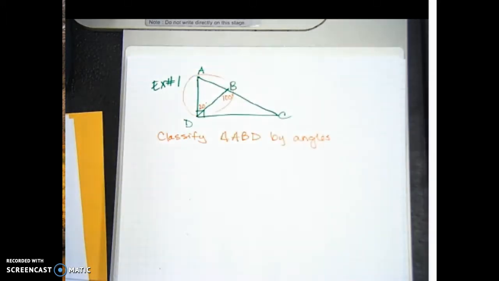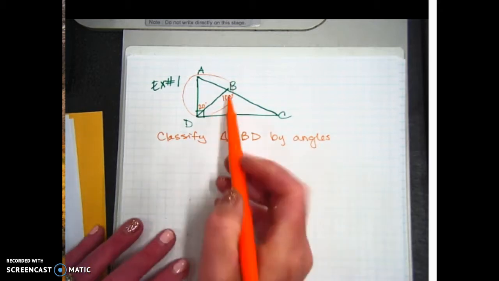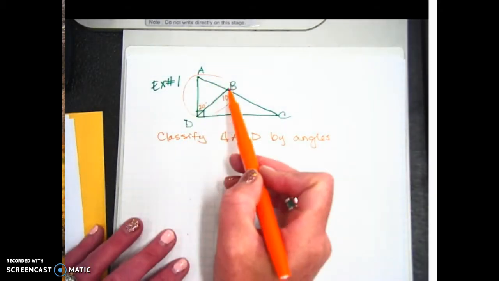So some people use a highlighter or they take their pencil and they kind of accentuate the sides, draw little lines or something, okay? To really focus in on ABD.